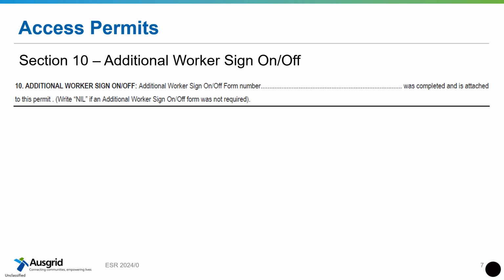Section 10 of the new access permit requires the recipient to record the form number of an additional worker sign-on and off form if one was used. If an additional worker sign-on form was not required, the recipient must write nil in this section. The recipient must also attach the additional worker sign-on form to the permit using the self-adhesive strip on the form.